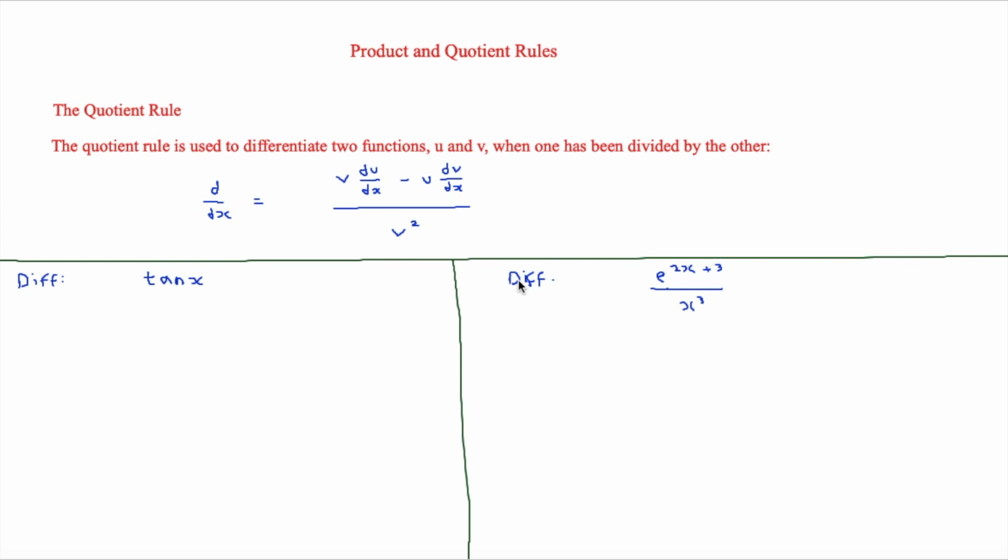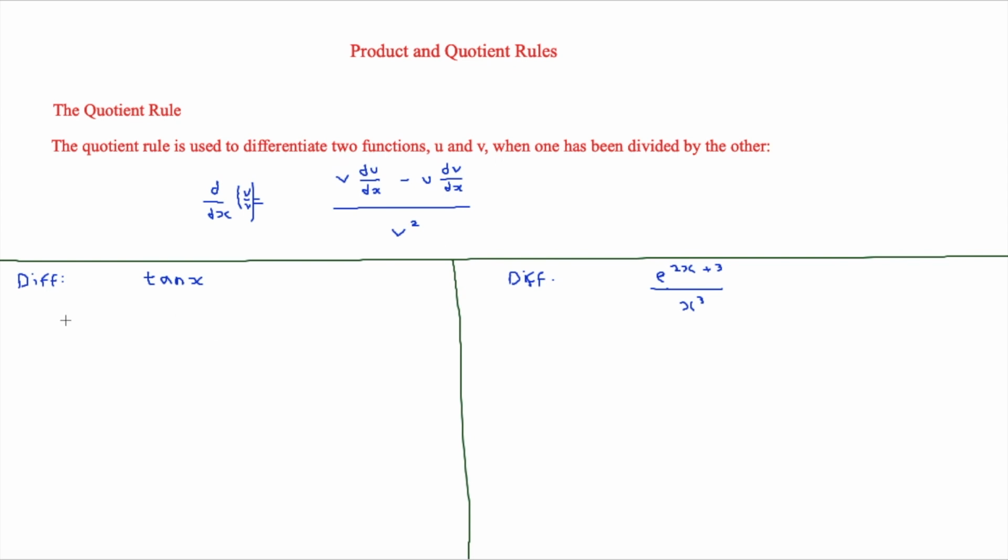So the next thing to look at is the quotient rule. And the quotient rule is used to differentiate two functions, u and v again, when one has been divided by the other. And this is when d over dx of u over v, and I'll put that in there to make it clear, is going to be equal to v du over dx minus u dv over dx, and that's going to be over v squared.